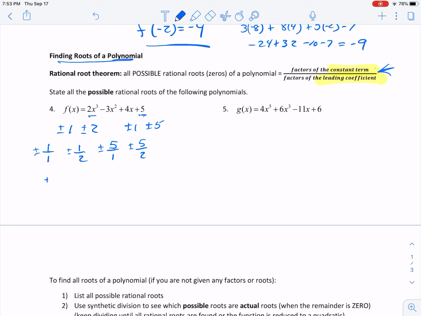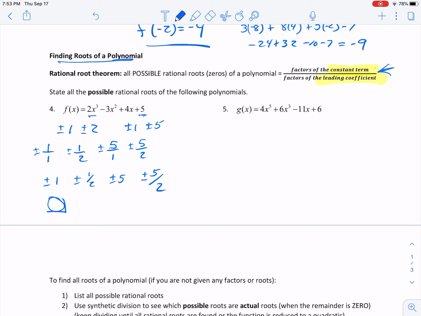And then clean it up. So this is plus or minus 1, plus or minus a half, plus or minus 5, or plus or minus 5 over 2. Those are the possible roots of my polynomial. It doesn't say that all of them are. There's 8 choices there.